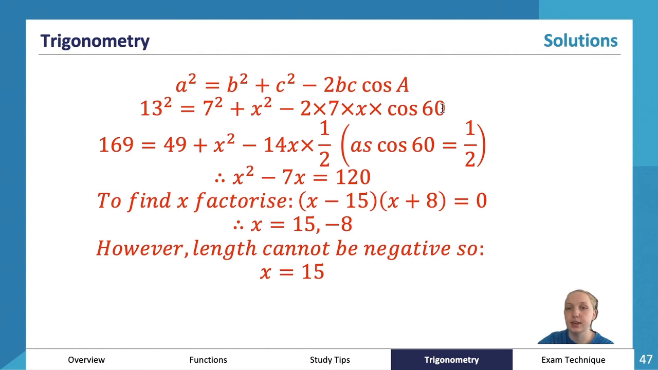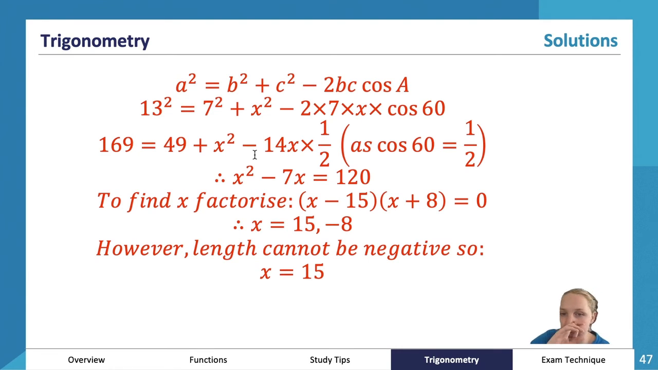Now, I did just say C because I'm really used to thinking of it as C, but in this case, with the way I've written it, it is A. Anyway, so then we get 169 equals 49 plus x squared minus 14x times a half, as cos 60 equals a half, which is why we get this half here. Again, we're remembering that cos 60 is an exact value, which we know is equal to a half. Then 2 times 7 times the x gives you the 14x times the half.